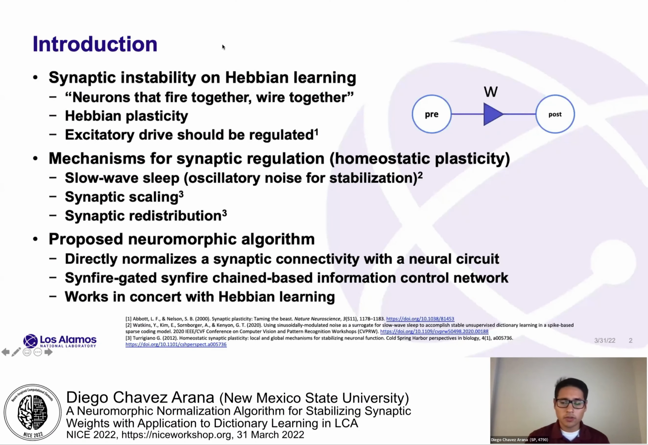Before we jump into our proposed algorithm for stabilization of synaptic weights, we need to address some concepts to have a clear picture of the problem we're dealing with. This one involves Hebbian learning. In Hebbian learning, we know that if two neurons on either side of the synapse are activated simultaneously, then the strength of those is going to be effectively increased. In other words, neurons that fire together wire together. This activity causes the synaptic strength between these neurons, in this case the weights, to increase. This phenomenon is called Hebbian plasticity.